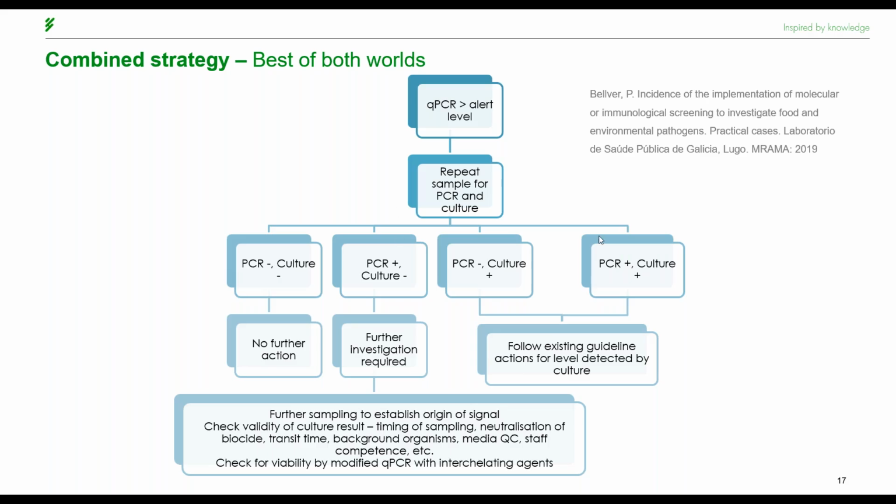If we have a positive culture, no matter if the PCR is positive or negative, we have to follow the guidelines established for the level detected, and this is in the legislation. In the third case, we have a negative culture, but the PCR is positive. So we have to do some more investigation because something may be wrong in the procedure. Maybe further sampling is required or other variables may have interfered in the result.